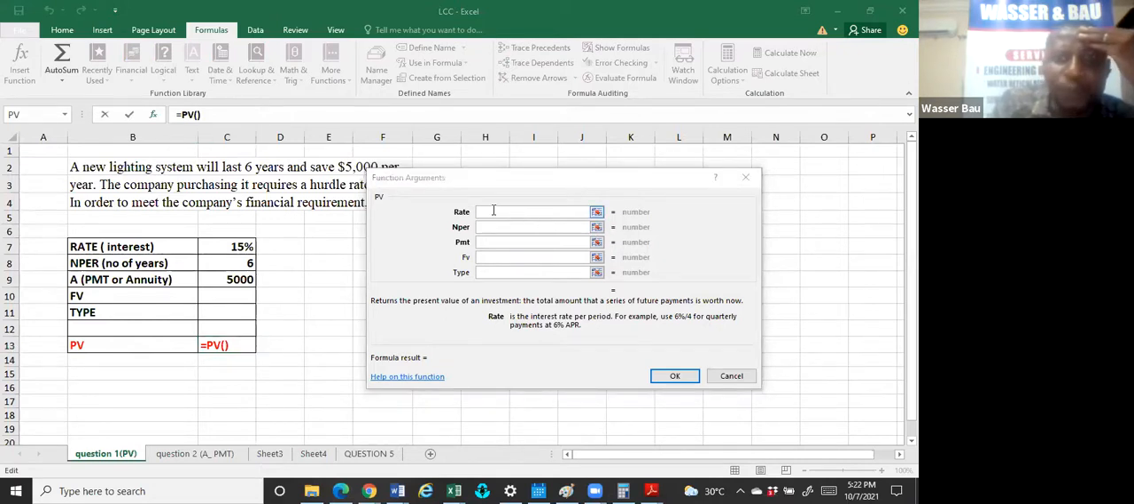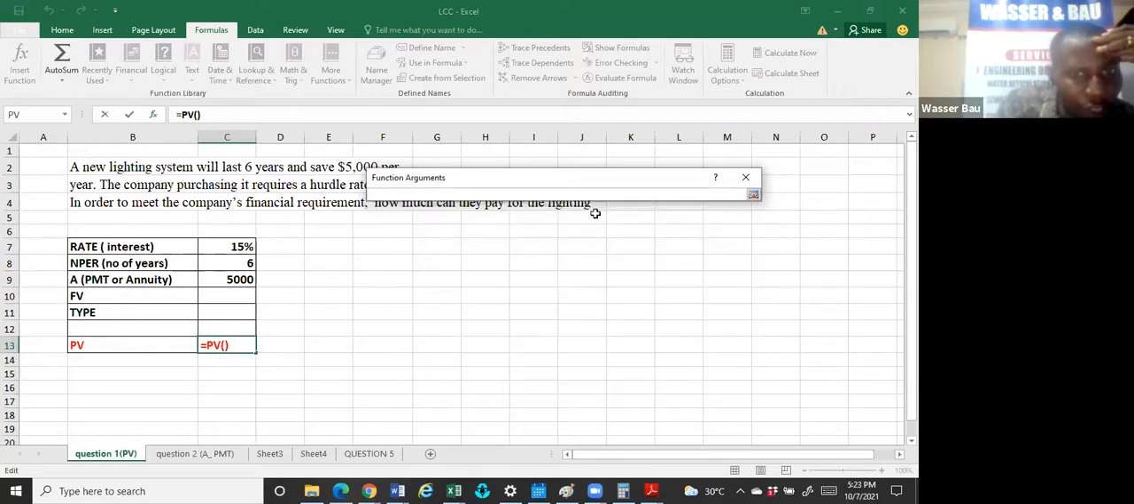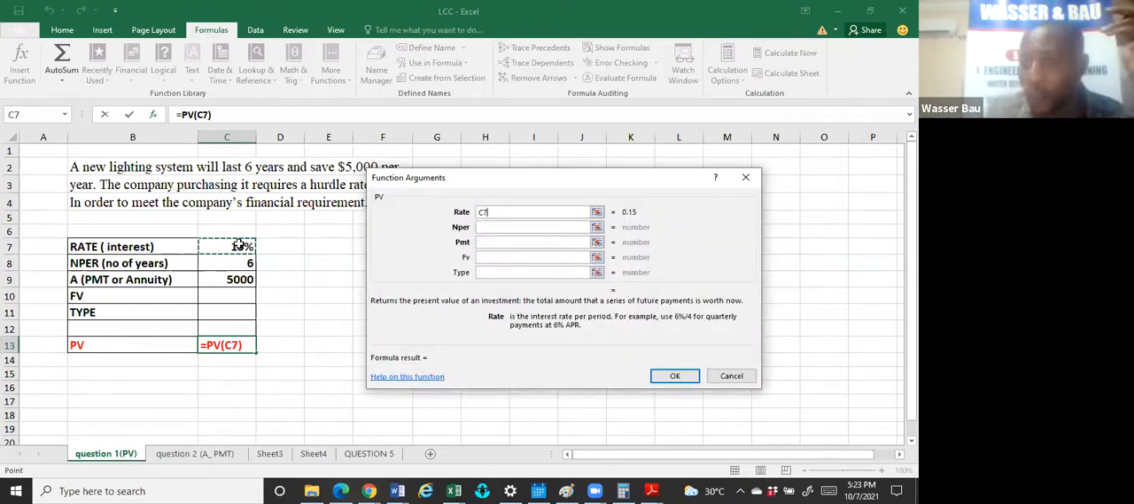So now I put my cursor inside rates. Either I click on this red stuff, a flyout appears, you click on 15%, you press enter, and it will take you back to the dialog box. Or you simply put your mouse inside the dialog box and then click 15. You go back, click on the next dialog box, which is number of years. You click on 6.